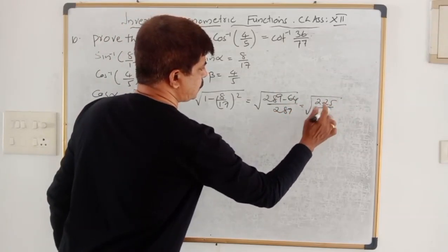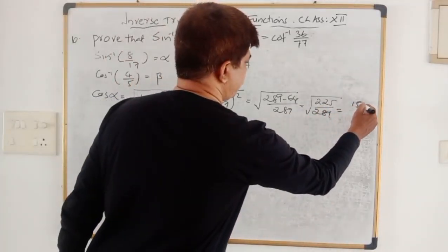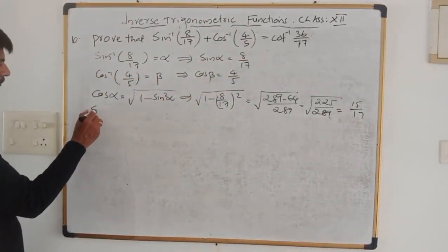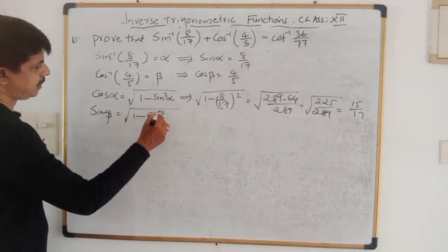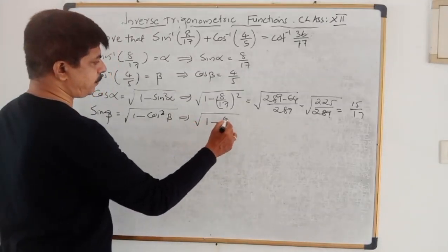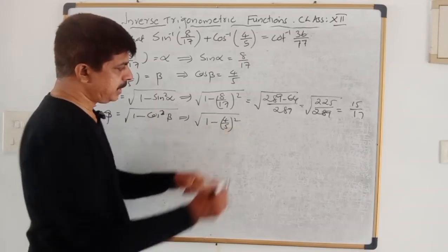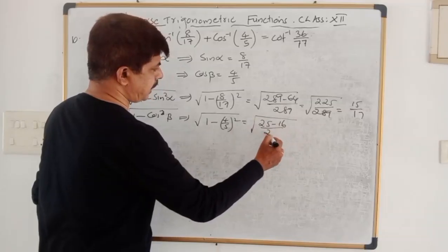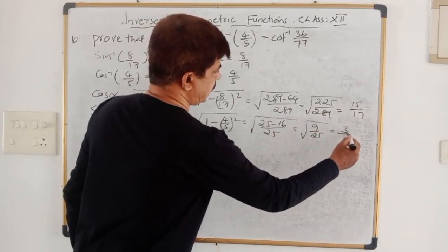Square root of 225 by 289 is equal to 15 by 17. Now we will find out what is sine beta. Sine beta is root of 1 minus cos square beta. So again, 1 minus cos square beta, 4 by 5 square, which means 16 by 25. When you take LCM, 25 minus 16 by 25, it is 9 by 25. We got 3 by 5.